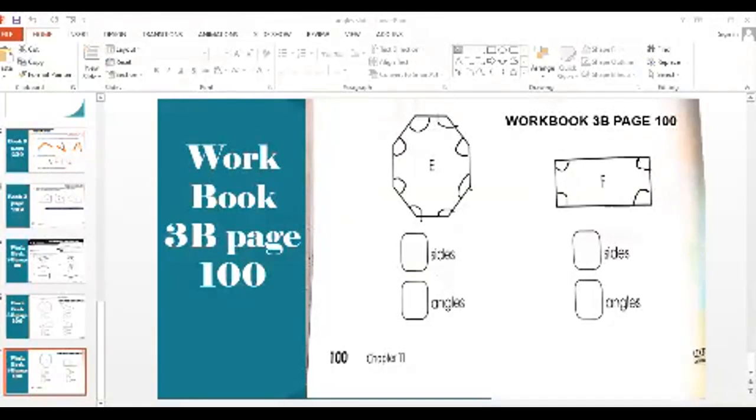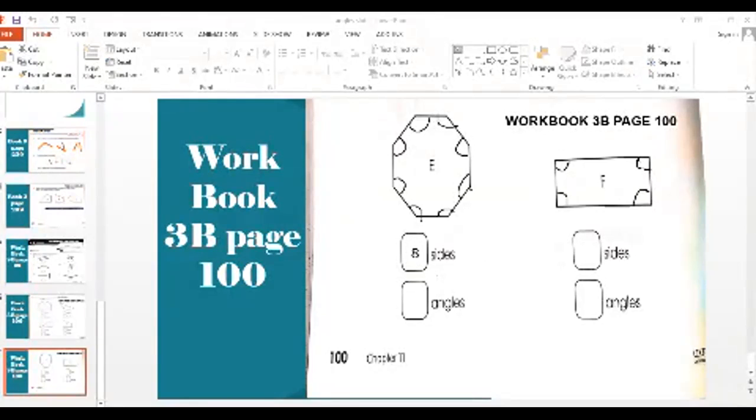Now my students, quickly mention your answers in the given boxes, not the chat box. First mention your answers in the workbook. Okay, how many angles are in this picture? Count it. 1, 2, 3, 4. Okay, I just got my answer. This figure has 8 sides and 8 angles.